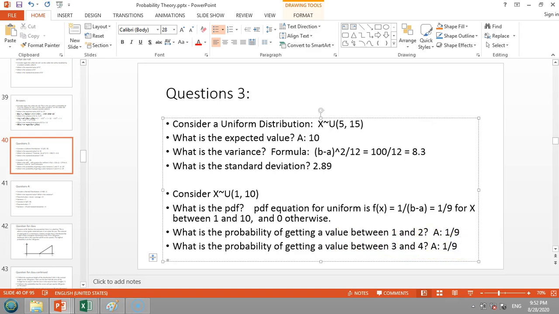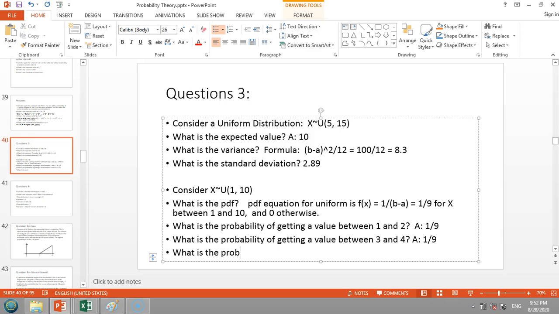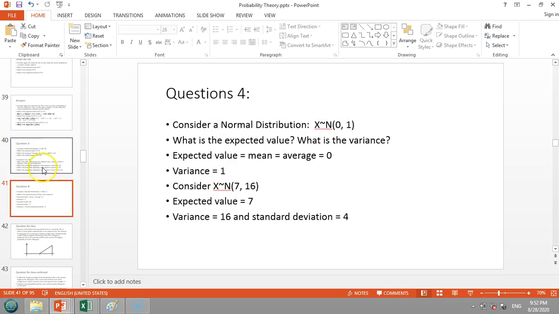What is the probability of getting a value between 1 and 1.5? Again, this is uniform, equal probabilities and equal intervals. This is the trick. So guess what? It's going to be what? Not 1/9, 1/18. Even smaller. Half as small as before. Okay. So you're getting this, right?